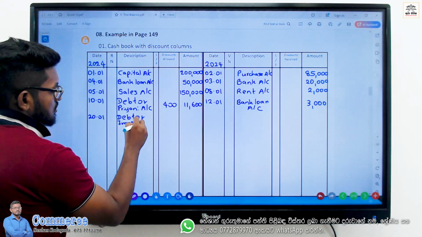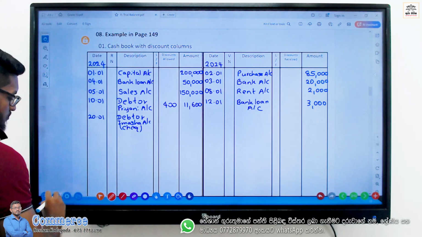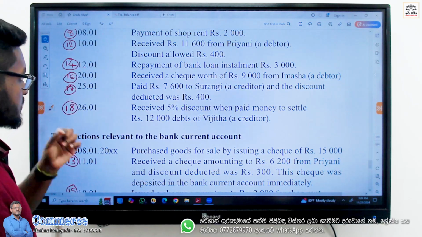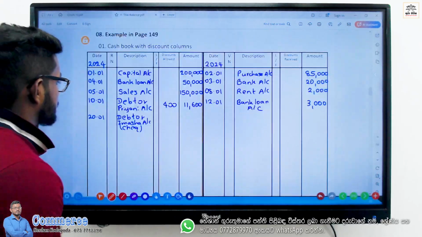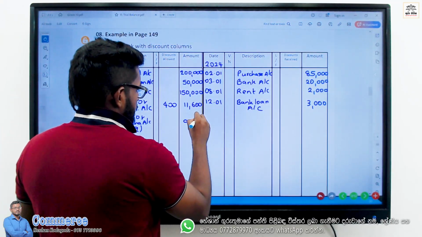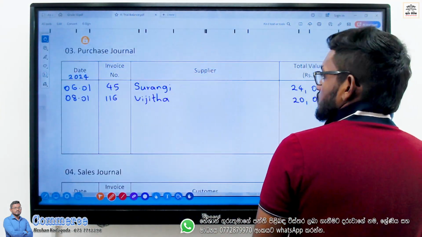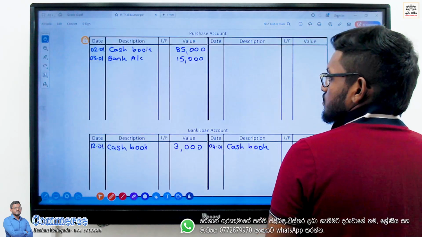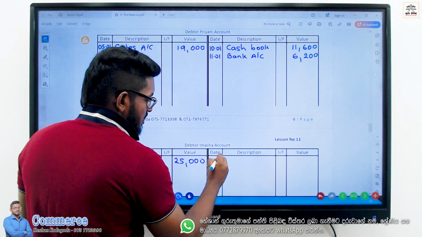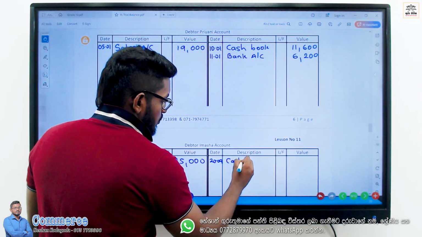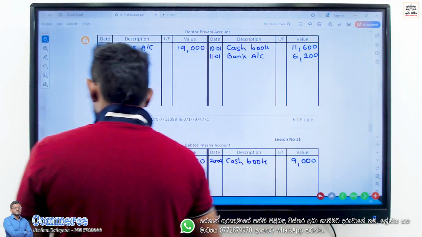Debtor Imasha account, but within brackets, write it as check, right? 9,000. Debtor Imasha account credit, 20th of January. Cash book, rupees 9,000. Right.